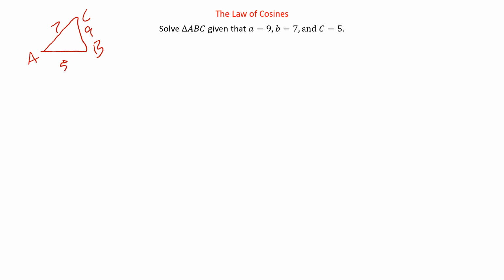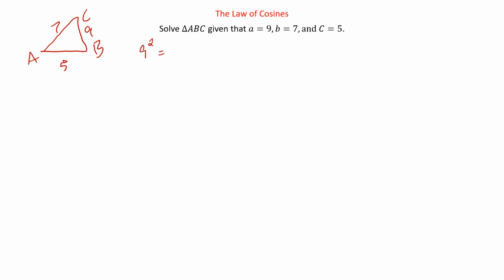So in this case, since we're using cosine, cosine will give us an angle between 0 and 180. Find the biggest one first, because it will give you that angle. You don't have to worry about that. So, being that 9 is the biggest side, let's find angle A first. What's important here is that they're opposite.